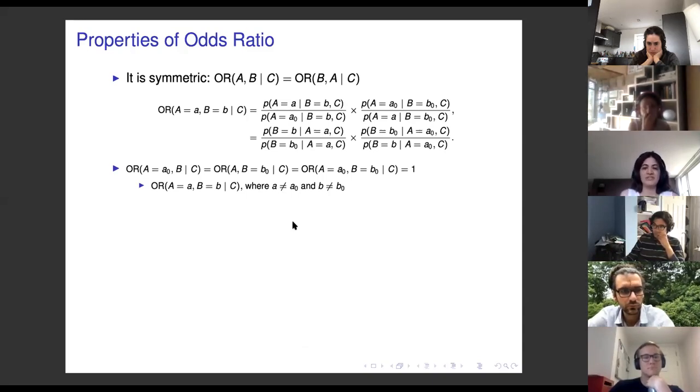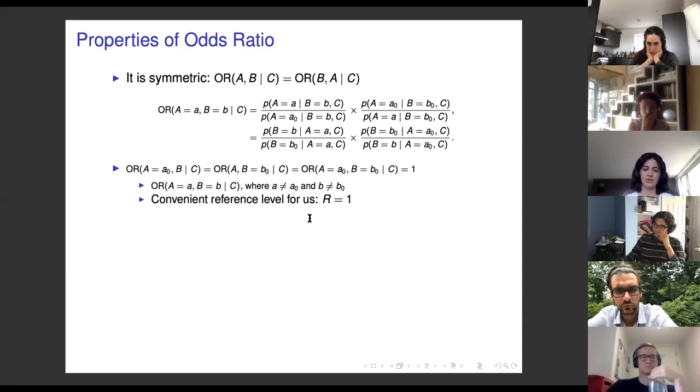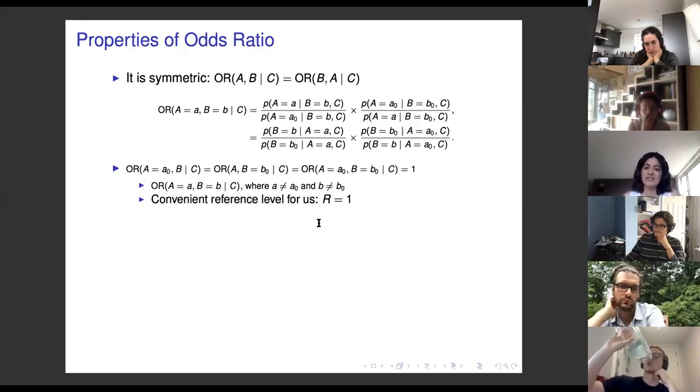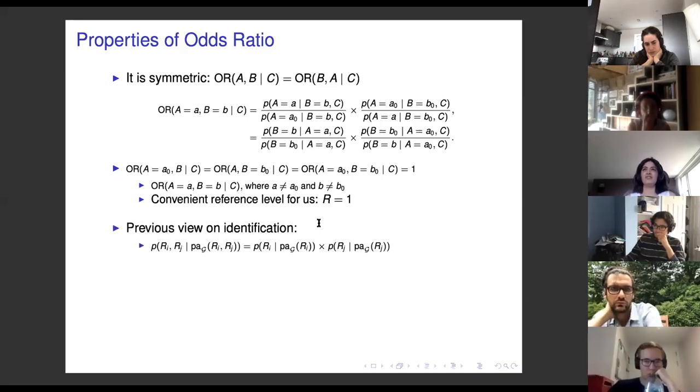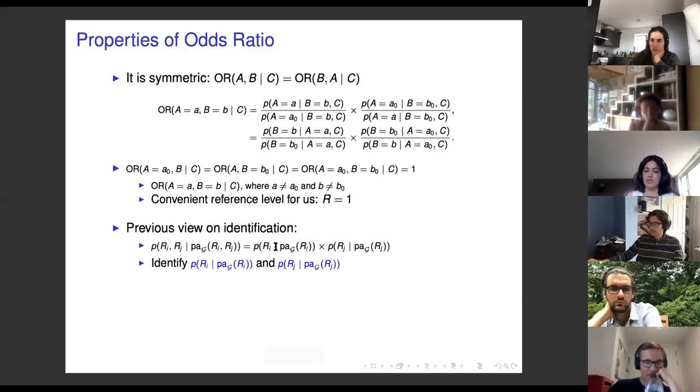So what is a good reference level in our missing data case is when R is equal to 1, because then I can use consistency, for example, in order to argue about the identification later. So this gives us a new way of thinking about identification. Previously, in order to identify the missingness mechanism, we said that we need to identify every single propensity score, and then therefore the product is going to be identified.